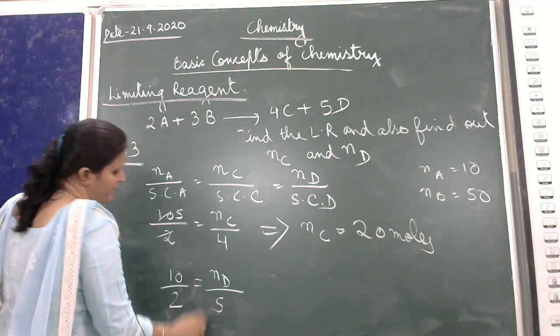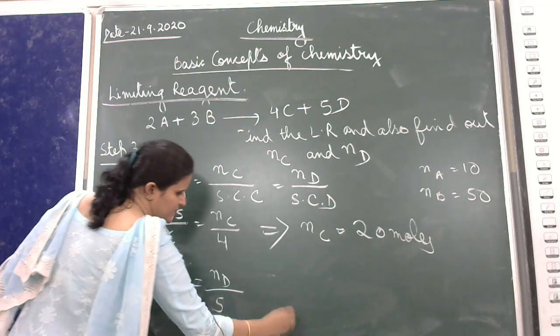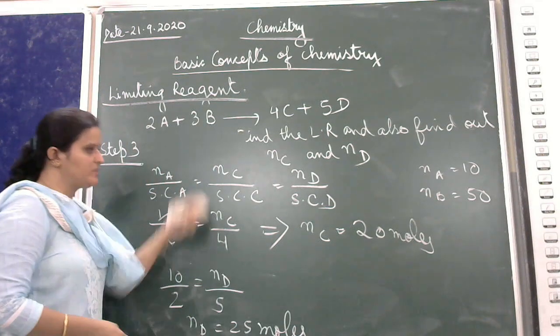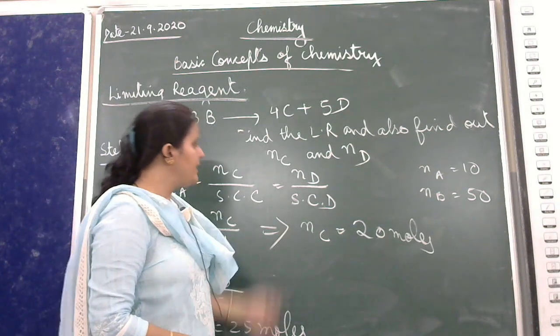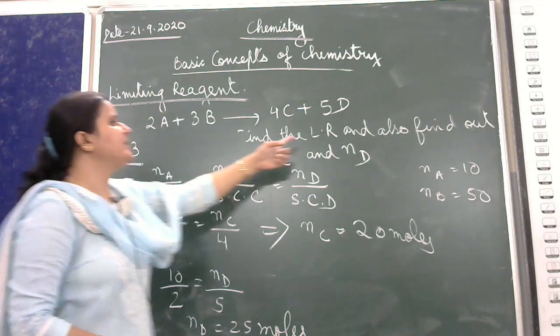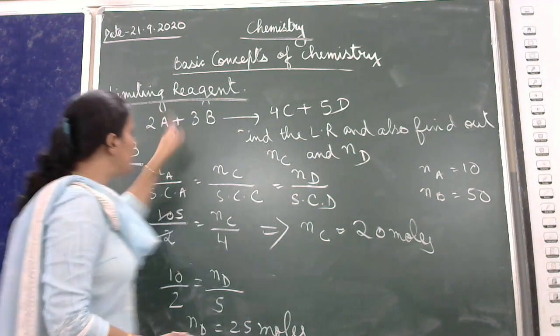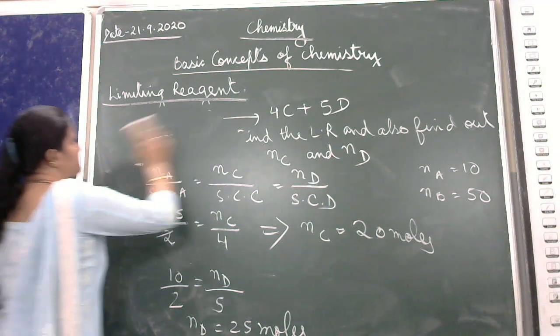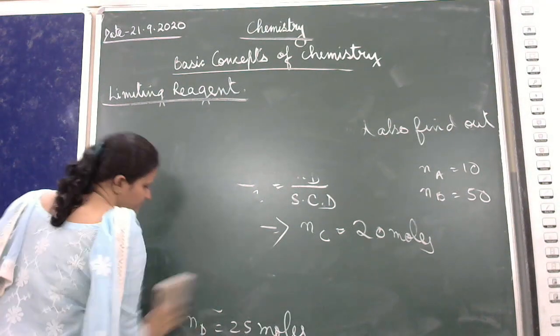So this becomes 5 into 5, and the value will come up to 25 moles. Clear to everyone? So this is how I am going to calculate moles of C and D, and I have also found out which is my limiting reagent. Clear to everyone? One last question we will do so that this concept is even more clear.